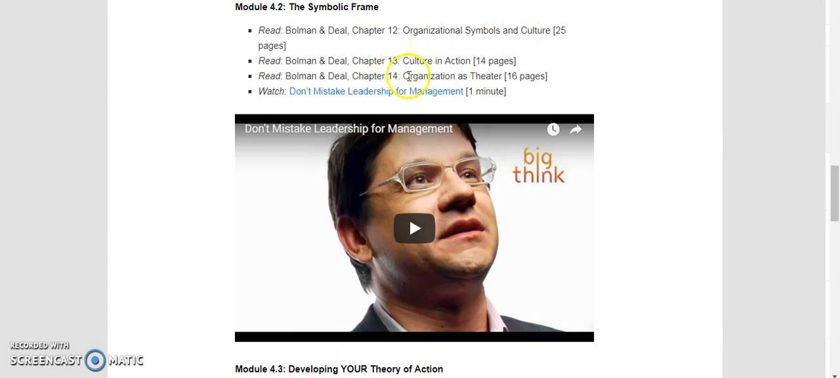We'll look at the organization as theater, in other words, the ways that it presents itself in a way that might not reflect what's actually happening, and how do we see through the fog, or how do we read between the lines in order to get past the symbols and the cultural markers to really understand the motivations and the activities and the other things that are happening as part of that.